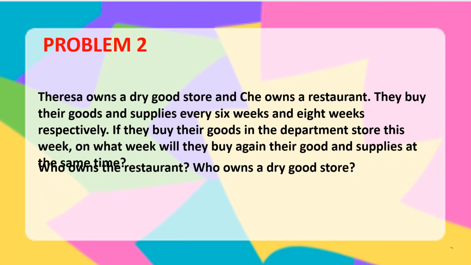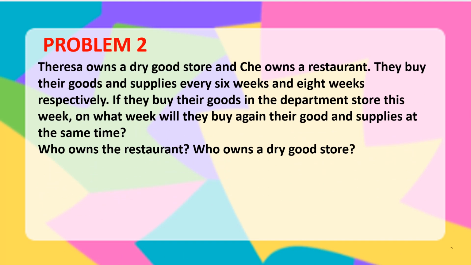Okay, so let's have problem number 2. Teresa owns a dry goods store and Che owns a restaurant. They buy their goods and supplies every 6 weeks and 8 weeks, respectively. If they buy their goods in the department store this week, on what week will they buy again their goods and supplies at the same time?